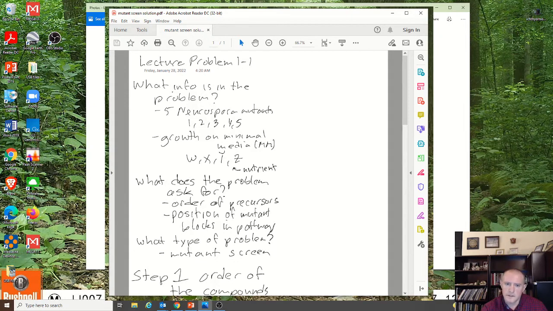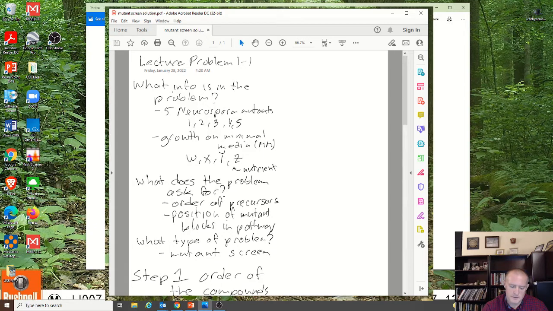So if we look at this closely, we find that the information provided is that there are 5 Neurospora mutants, right? And those mutants are numbered 1, 2, 3, 4, and 5. Now, we also have information on which particular supplements are required to grow on minimal media for each of those mutants, right?